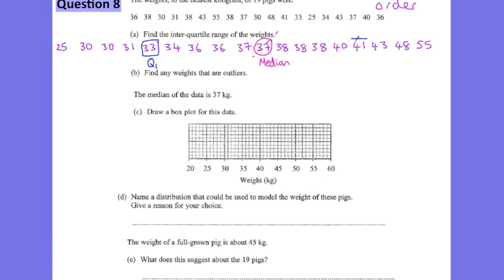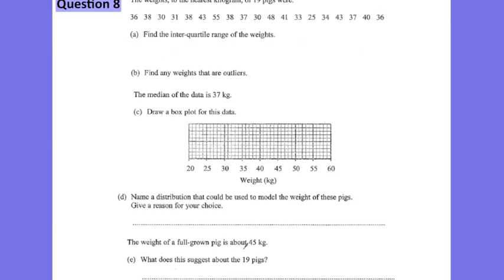Oh, I've missed a number, so I'm going to have to just go back to the beginning of this question. So question number 8 needs to be restarted from the beginning.